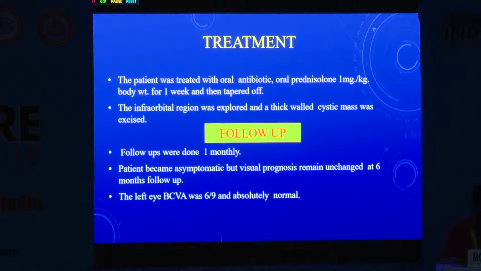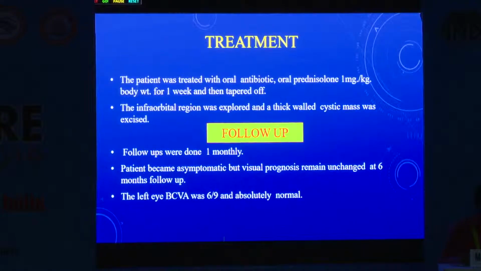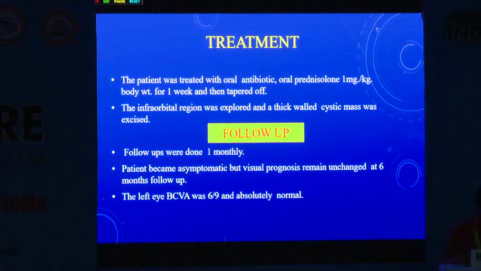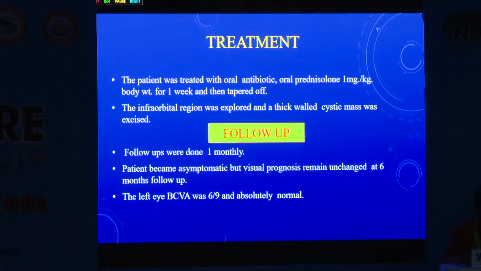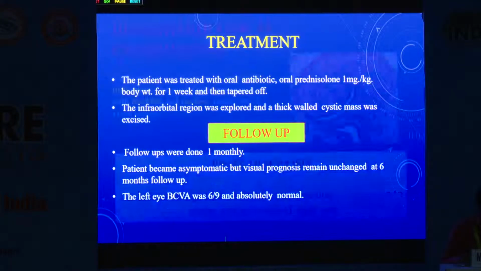Treatment: the patient was treated with oral antibiotic and oral prednisolone, 1 mg per kg body weight for 1 week, and then tapered off. The infraorbital region was explored and a thick-walled cystic mass was excised. The follow-up was done monthly. The patient became asymptomatic, but visual prognosis remains unchanged at least at 6 months follow-up. The left eye BCVA was 6/9 and absolutely normal.